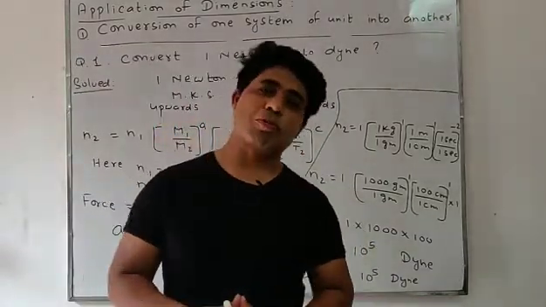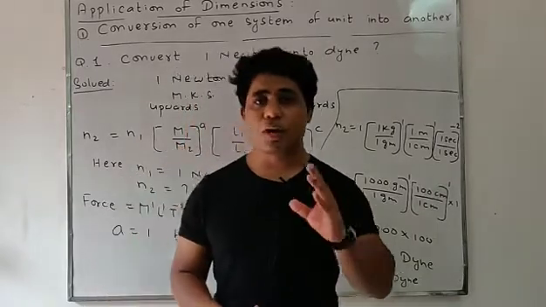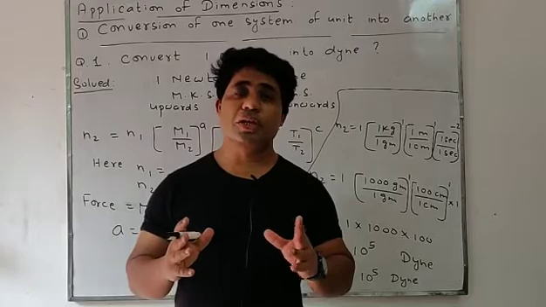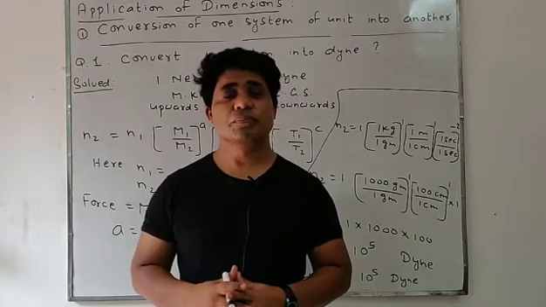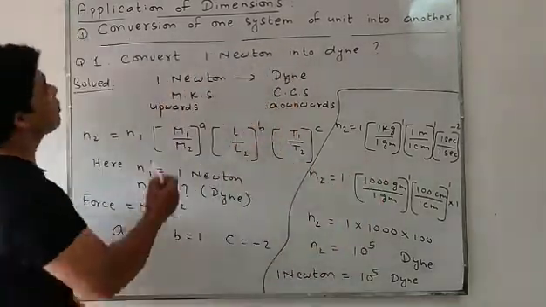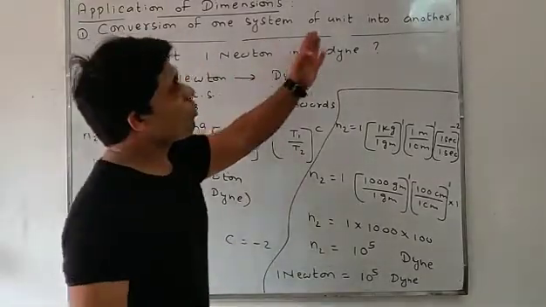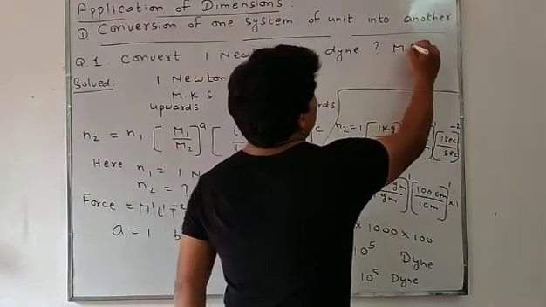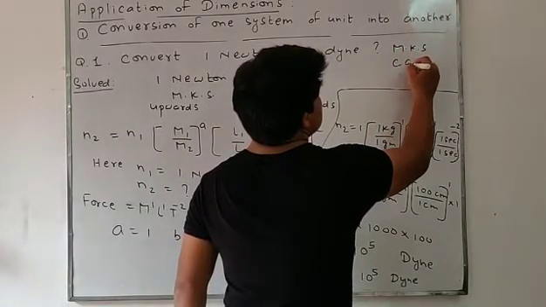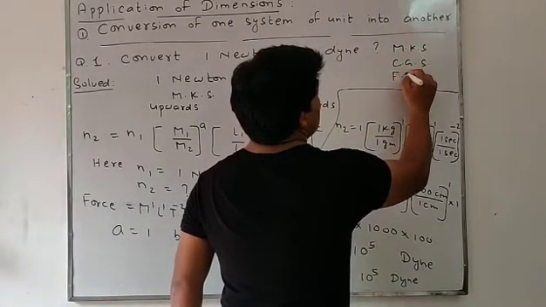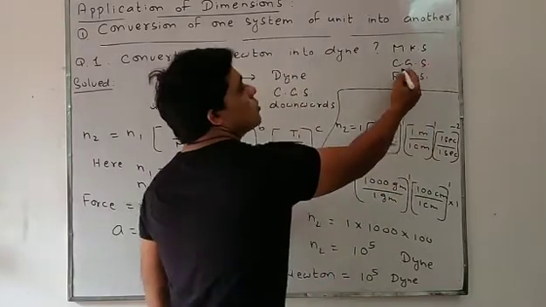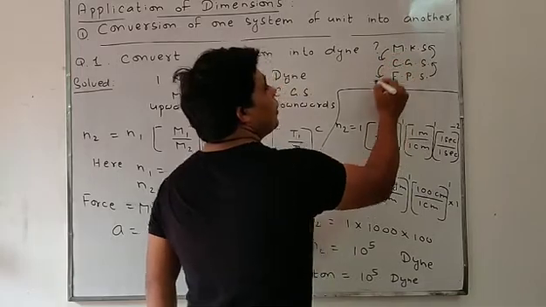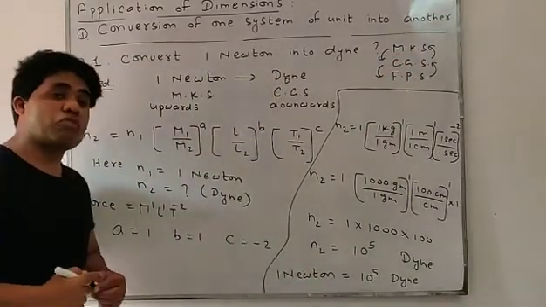Today in this chapter, unit and dimension, we are going to discuss applications based on unit and dimension. Generally there are three applications of dimension. The first application is conversion of one system of unit into another system. It means MKS to CGS, CGS to FPS, FPS to CGS or CGS to MKS again. Interconversion between the types of system of unit.